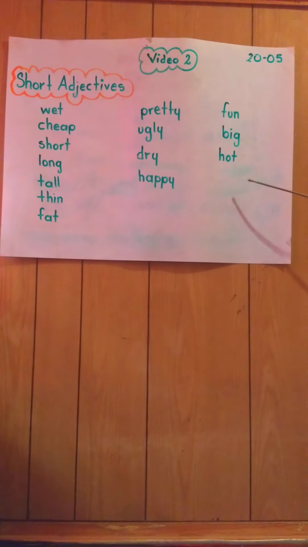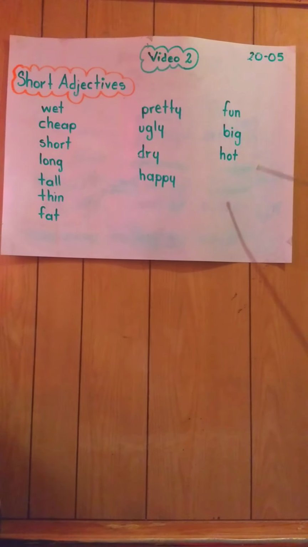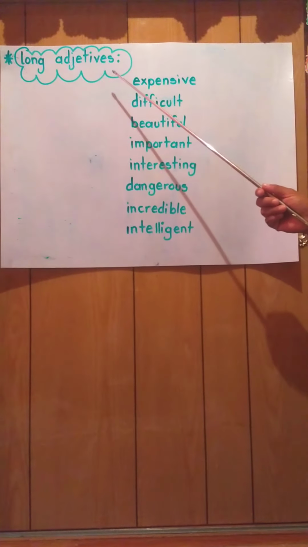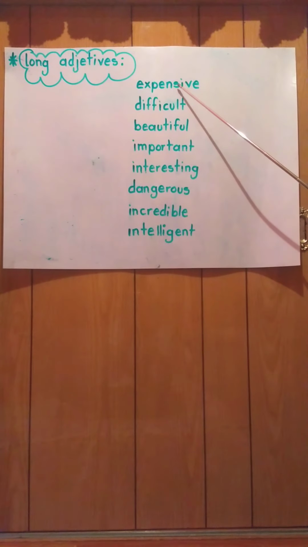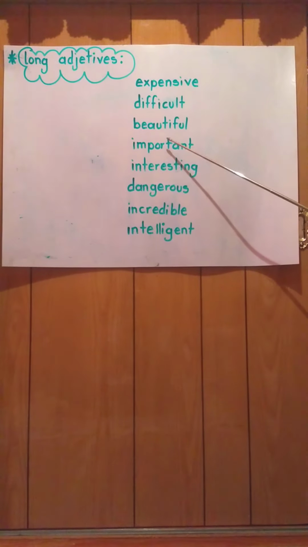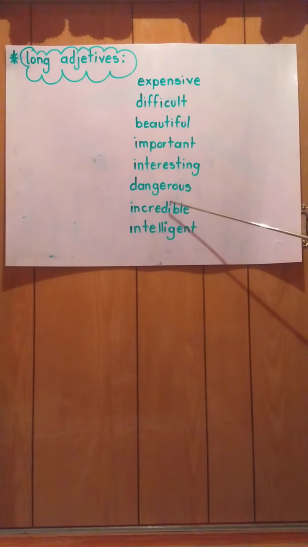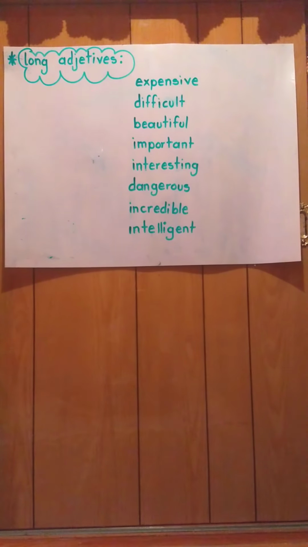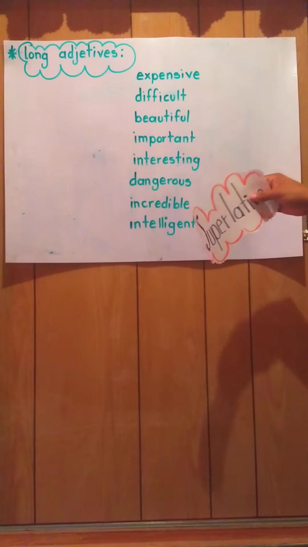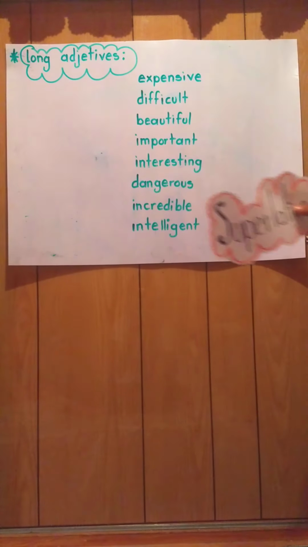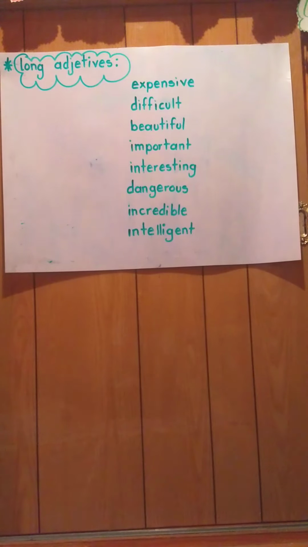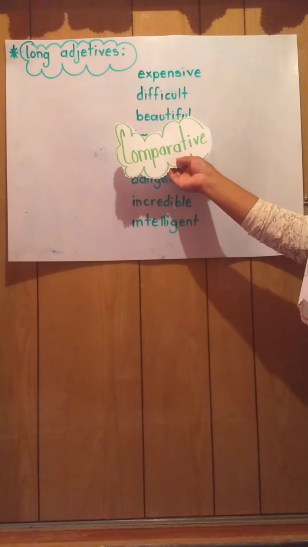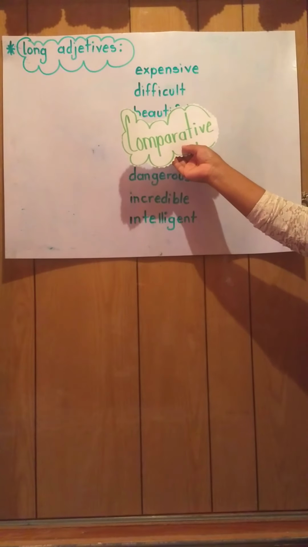Okay, students, we are going to move on to the long adjectives. The long adjectives are the next: expensive, difficult, beautiful, important, interesting, dangerous, incredible, and intelligent. But today, students, we are going to use the adjectives with superlative sentences and comparative sentences, okay? We are going to use them with a special ending.